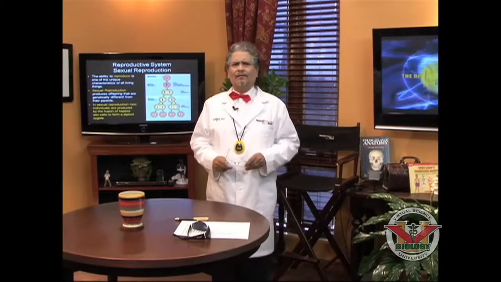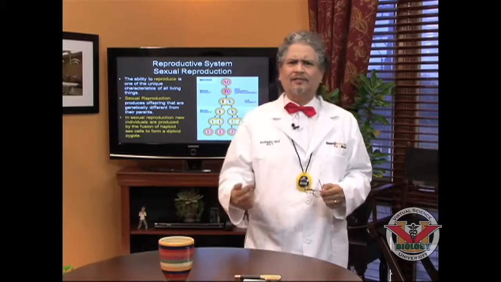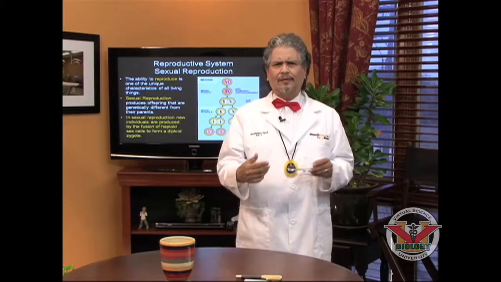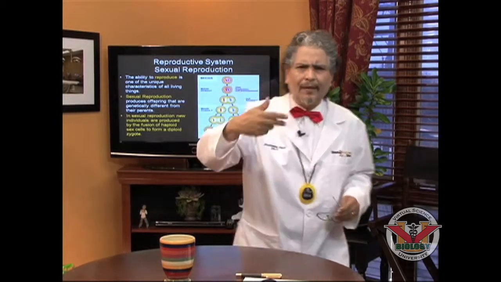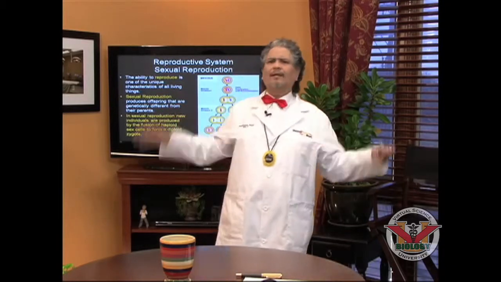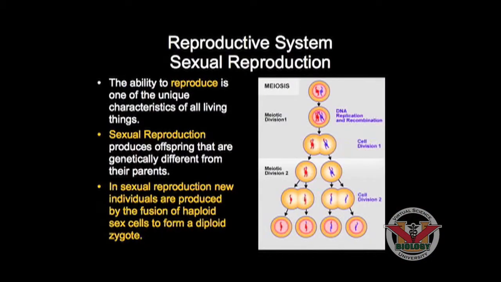Okay, now, one of the things that I want you to remember is that the reason the reproductive system is there is so that you're able to reproduce and for the species to propagate and to continue. What I mean by that is, if we wouldn't reproduce, we wouldn't have anybody on this world. It's part of bringing and keeping the species intact. So the ability to reproduce is one of the unique characteristics of all living things. That's what we're here for.